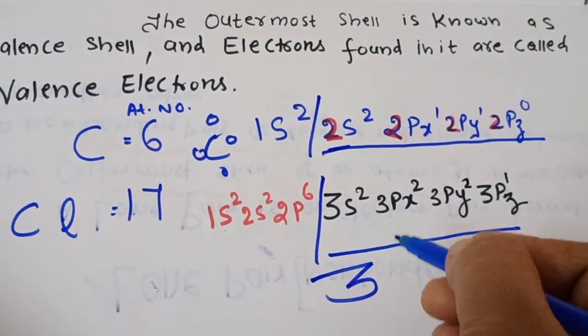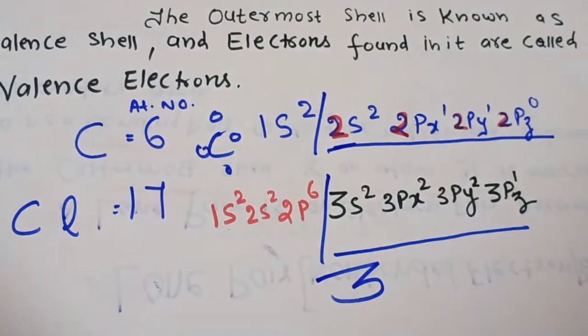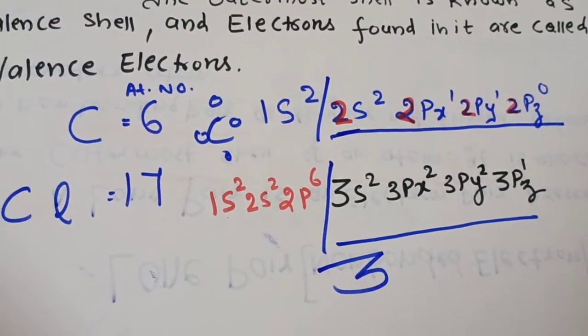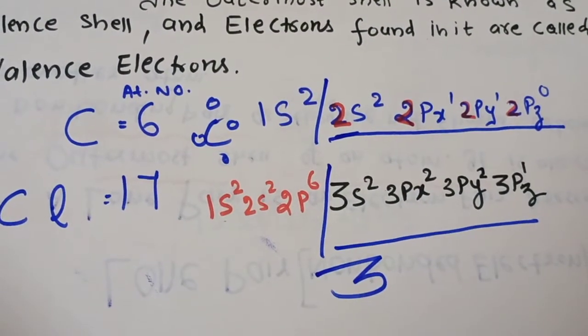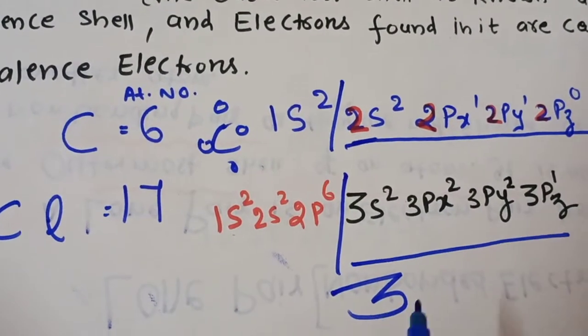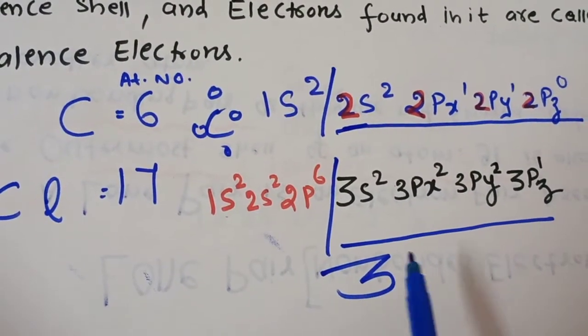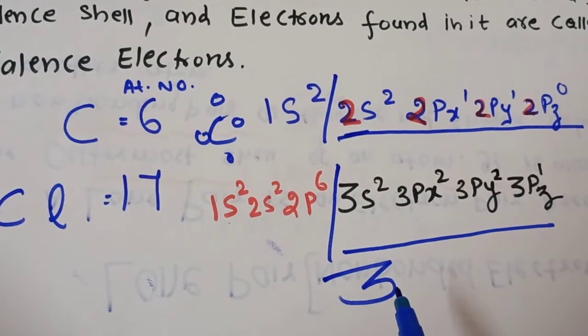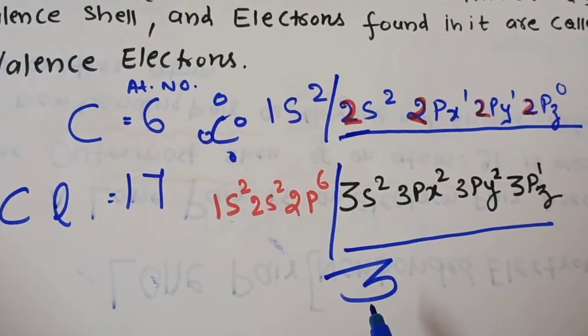So before understanding how we can calculate the lone pair of electrons, it should be very clear what the outermost shell is. It is not 3pz, it is 3. The number 3 is also known as our principal quantum number, or we can say this is the valence shell or the outermost shell.